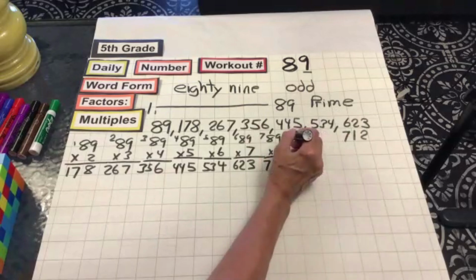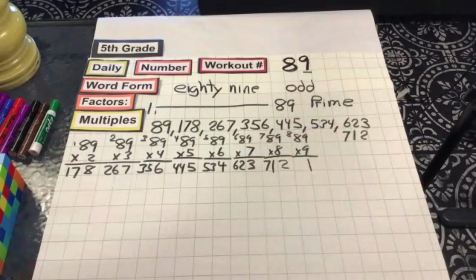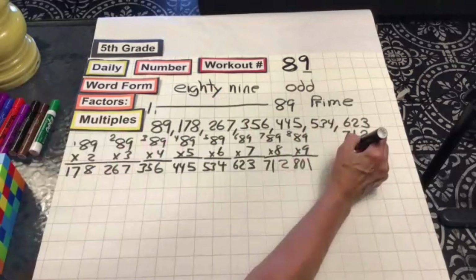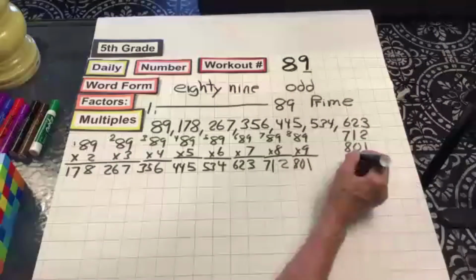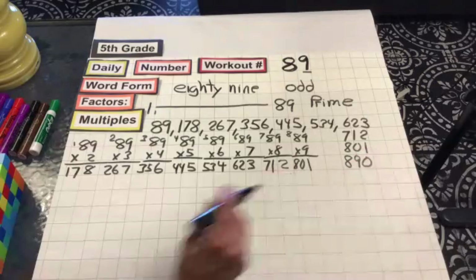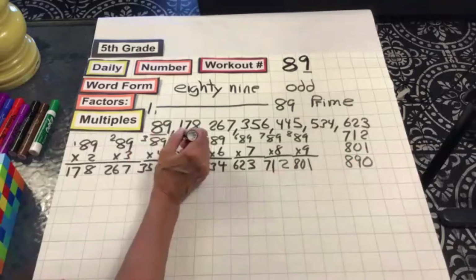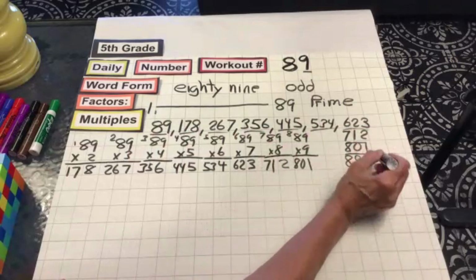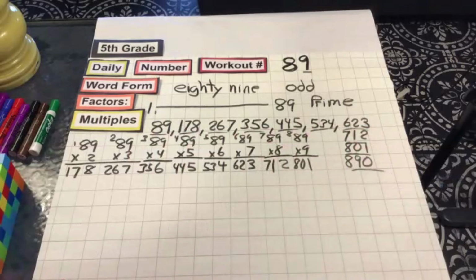Drop the 1, carry the 8. 9 times 8 is 72, plus 8 is 80. 801. And any number times 9 gives a result whose digits add to 9. So there's our multiples of 89, the first 10. And we're done with that part of our daily number workout.